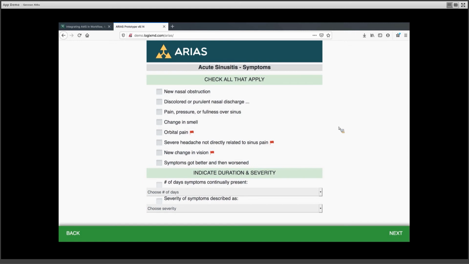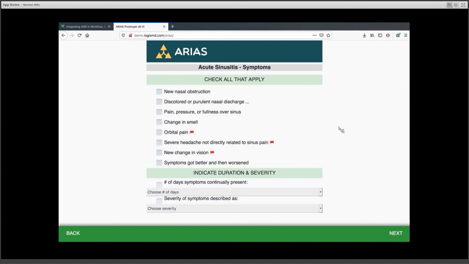Now, would you have considered prescribing antibiotics for this patient? I want you to think about that and then compare with what the app finally comes up with. So let's fill the symptom screen.